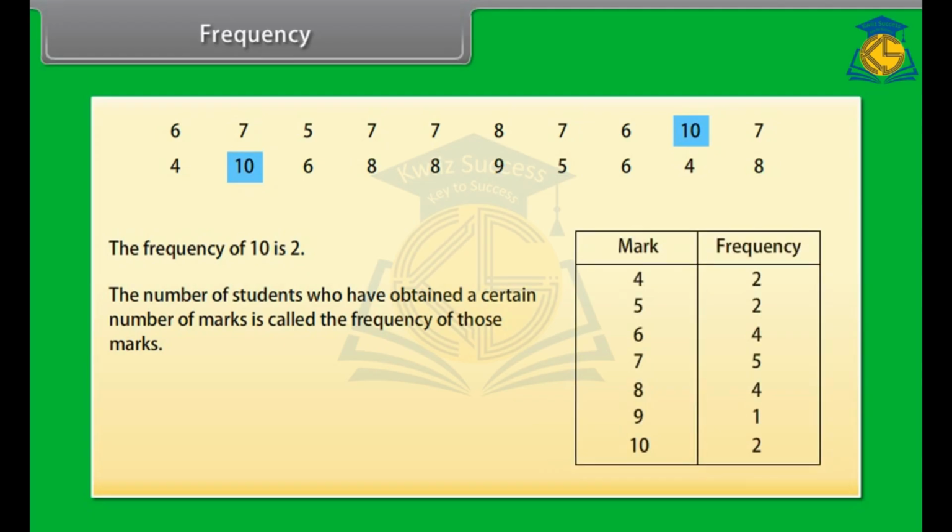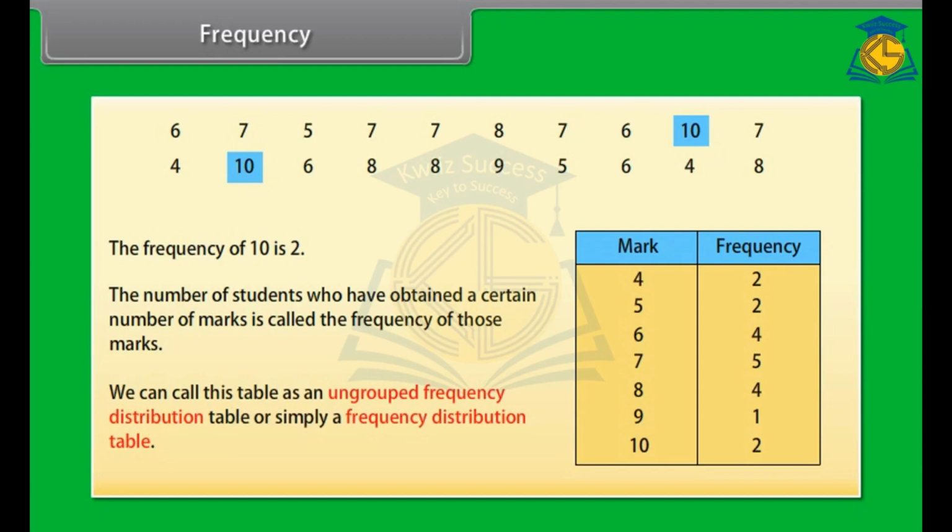We can write this data in a table form to make it more understandable. These are the marks and these are the frequencies. We can call this table as an ungrouped frequency distribution table or simply a distribution table.